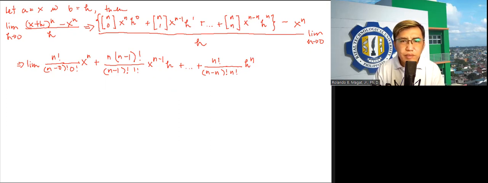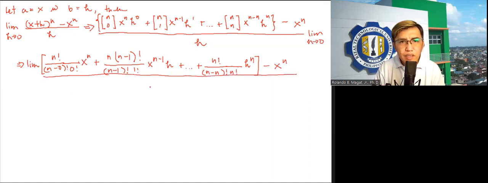Because x raised by n minus n is x to the 0, that's already 1. Then I have x to the n power all over h as h approaches 0. So this implies that n factorial over n factorial is 1, and we know that 0 factorial is equal to 1. Recall, 0 factorial is equal to 1. So this one is 1 already.